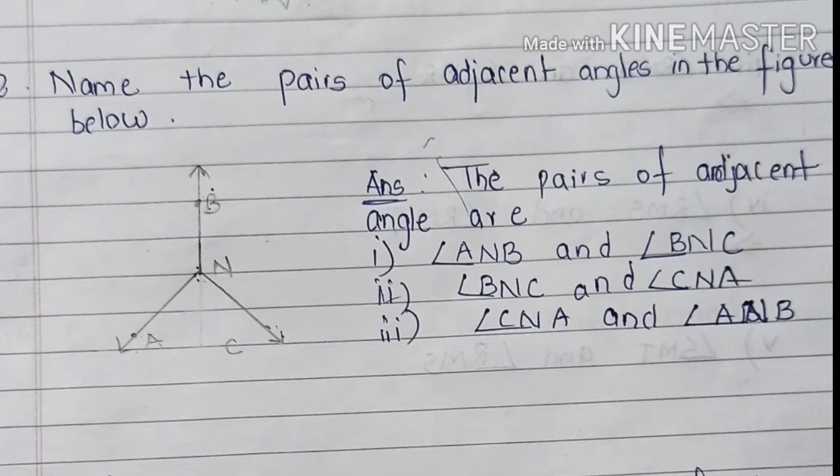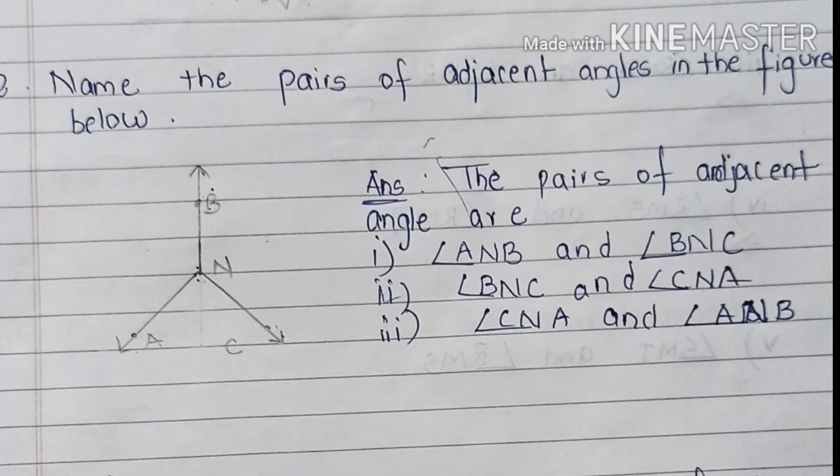Question number 2. Name the pairs of adjacent angles in the figure given below. We know that two angles which have a common vertex, a common arm and separate interiors are said to be adjacent angles. Keeping this in mind, let's write the answer.